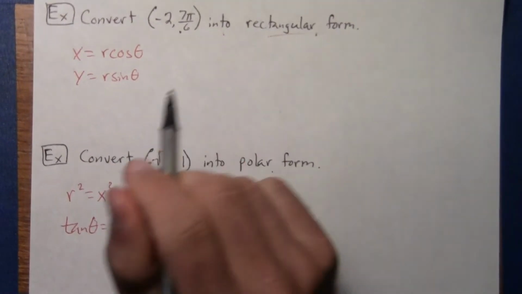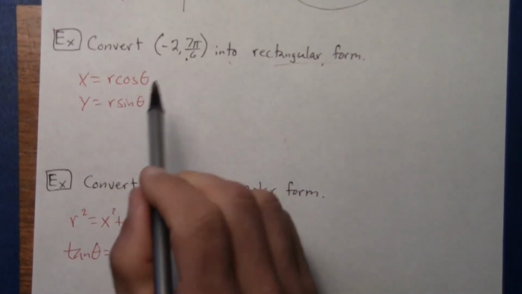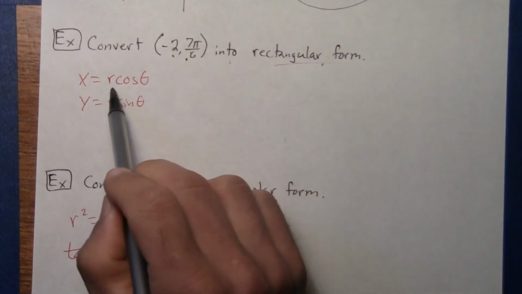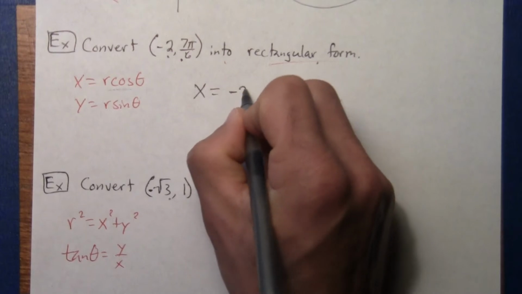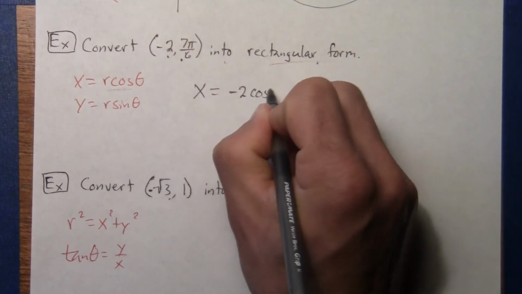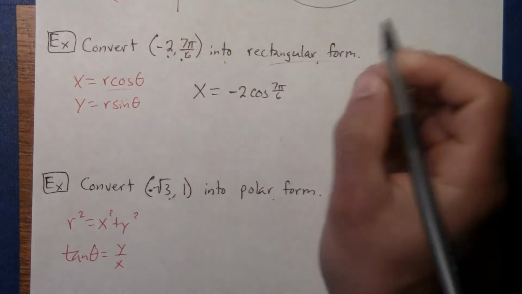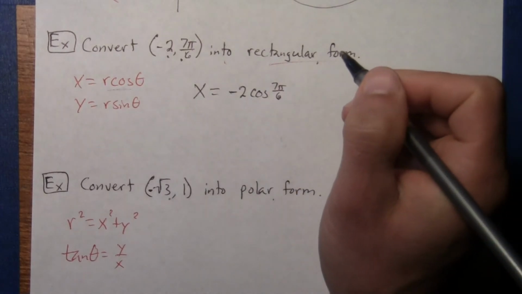Alright, so convert this into rectangular form, meaning I want x's and y's. Well, I have r and I have theta, so this would be a good identity. So x is going to equal r, which is negative 2, times the cosine of 7 pi over 6. So I just need to know what the cosine of 7 pi over 6 is.